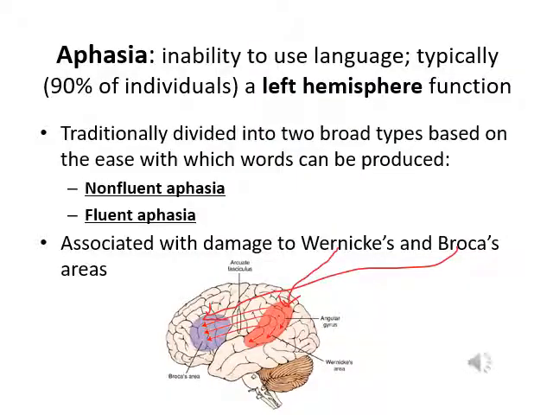If the patient has a left hemisphere impairment, the patient may have aphasia. Aphasia means the inability to use language, usually associated with damage to Wernicke's or Broca's area. It could be damage to only one area, or both areas. Traditionally aphasia can be divided into two types: non-fluent aphasia and fluent aphasia.